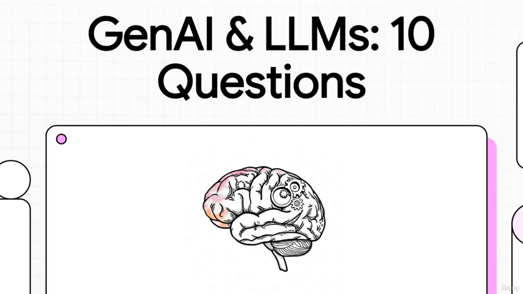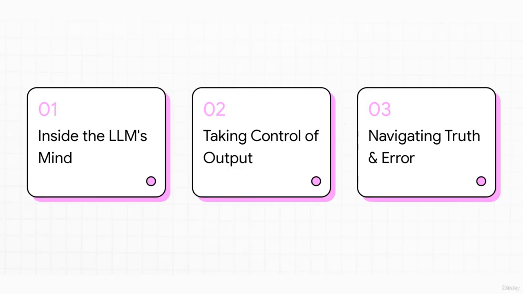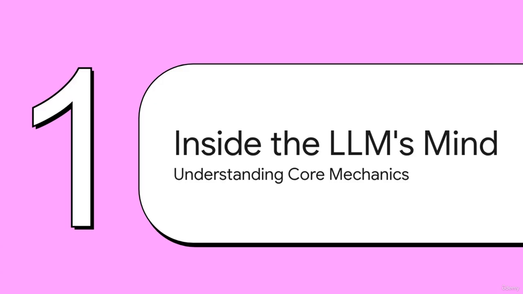Let's get into it. We're going to break this down into 3 parts. First, we'll peek inside the LLM's mind, to really understand its core mechanics. Then we'll get practical and talk about how to take control of what it spits out so you can make it work for you. And finally, we'll tackle the big one: how to navigate truth, error, and of course, those infamous hallucinations. To really get good at using these tools, you've got to start with the fundamentals. How do they actually put words together? How do they learn, or maybe more importantly, not learn? And where's all this information really coming from?